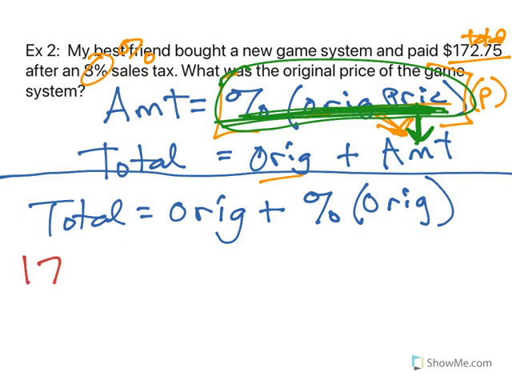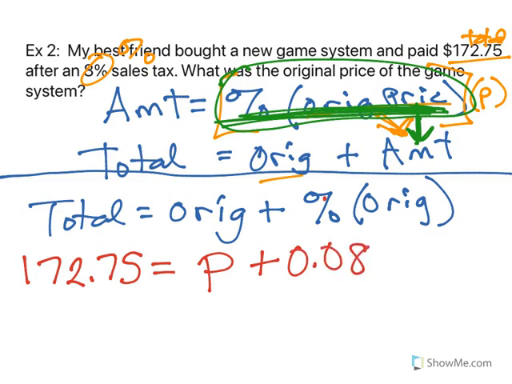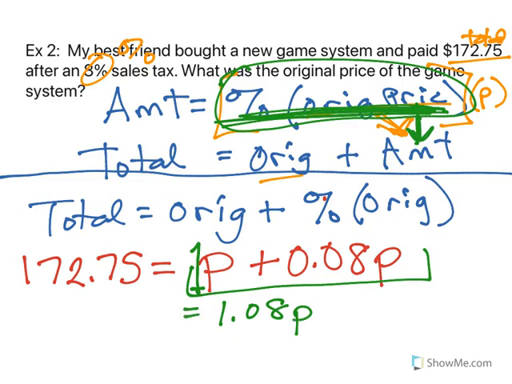So the total is $172.75. I don't know the original. We're going to call that P. I know the percent is 8%, so 0.08, and we're going to multiply that by the original, which again is P. I can now add like terms. So if there's no number in front of the variables, that is like a 1. So this is 1P plus 0.08P, which gives me 1.08P, because they're like terms, same variable, and that equals $172.75.